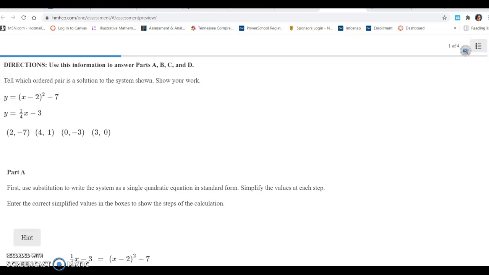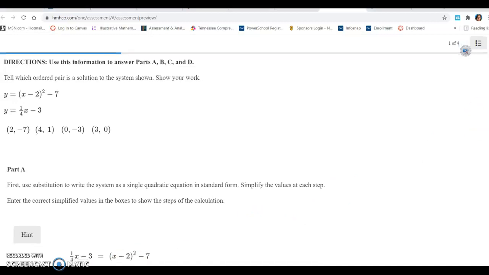0 minus 2 is -2. -2 squared is 4. 4 minus 7 is -3. So this one works for the first one. If you plug 0 in for x, 0 minus 3 equals -3. So we can see that 0, -3 is the solution. If you want, go ahead and check the last one just to make sure. 3 minus 2 is 1. 1 squared is 1. 1 minus 7 is -6, not 0. So the third point here is the only one that makes both of those equations true, which means it's the solution to the system.